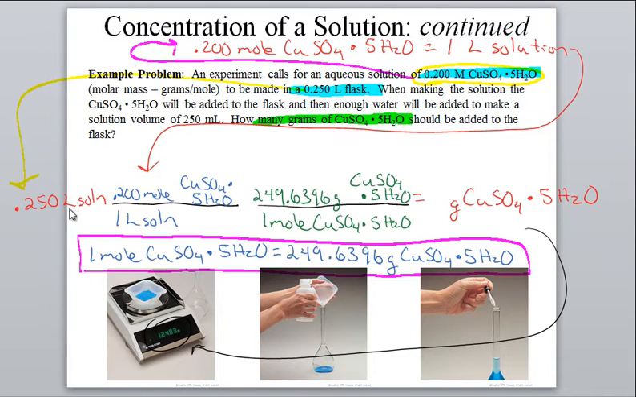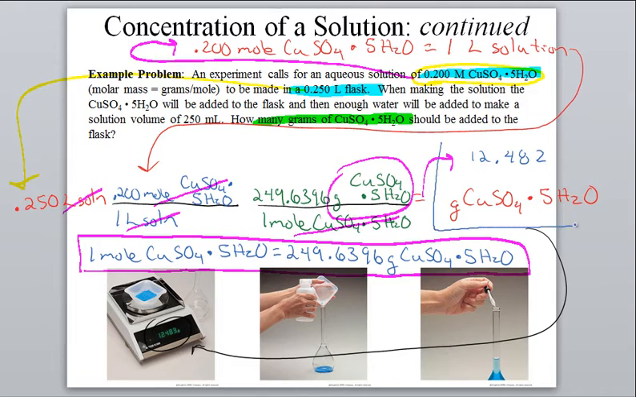After making sure our units all cancel, liters and liters of solution cancels, moles of the copper sulfate salt and moles of the copper sulfate salt cancel, and we're left with grams. When you get your answer on the calculator, it's approximately 12.482 grams of copper sulfate pentahydrate.